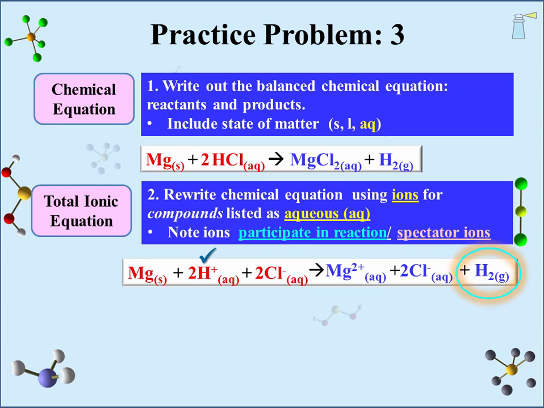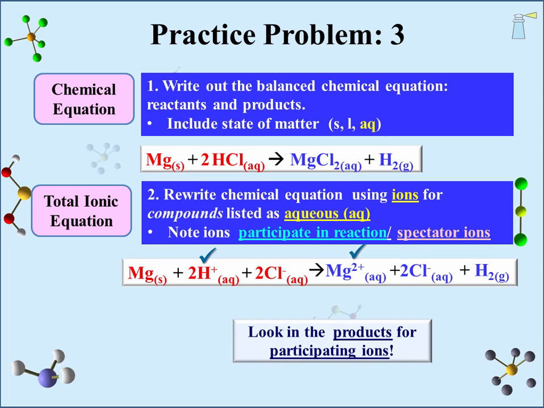While the products do not contain a solid, the reactants do. Magnesium solid is transformed into magnesium ion. Going from an elemental form to an ionic form is a chemical reaction. The magnesium ion is a participant in this reaction. And that leads to another generalization. Look in the products for participating ions. Not all participating ions will be in the reactants.